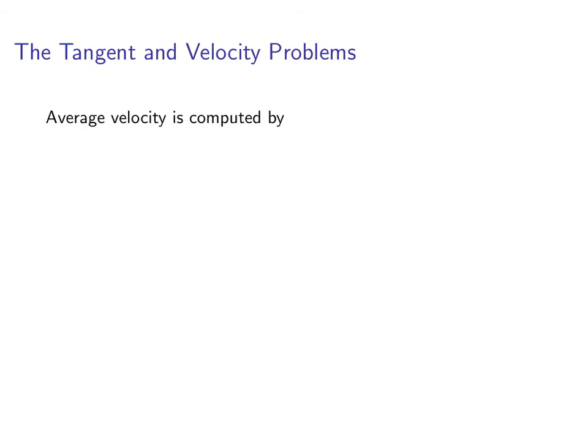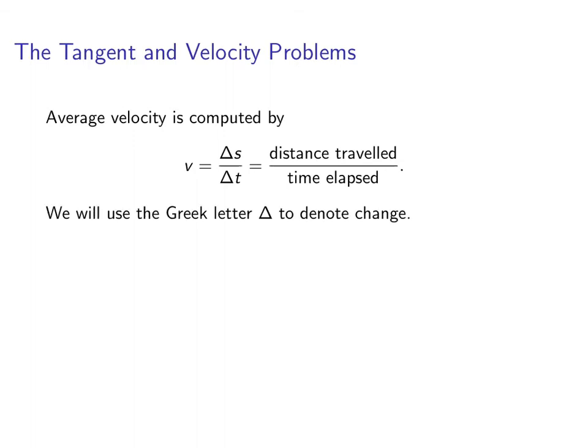Now average velocity is computed using v equals delta s over delta t. That's distance traveled over time elapsed. We're going to use the Greek letter delta to denote change. Something is changing. So delta s means a change in position, which is a distance traveled. Delta t is a change in time. That's time elapsed. Now the time elapsed in this situation is delta t equals 2.4 minus 2, which is 0.4.